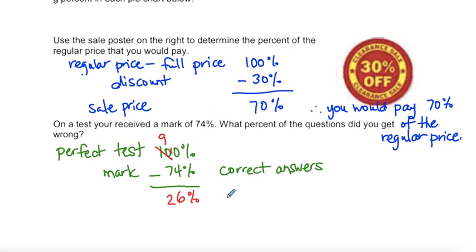So 26% of the questions I got wrong, and that would be my concluding statement. So therefore, 26% of the questions were wrong.